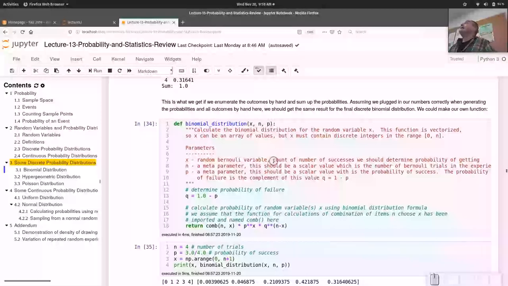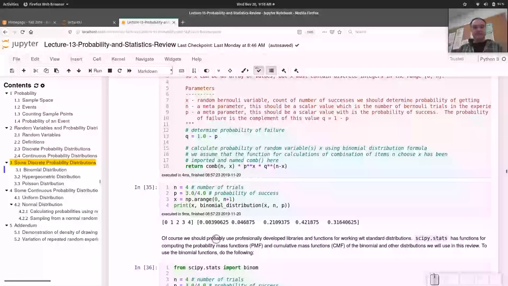But X can be a vector. So this is a vectorized function in the sense that if I want to calculate all of the probabilities for getting 0, 1, 2, 3, or 4 successes, I can pass in a vector for X instead of just a scalar value and get them all at once. And we show that exactly here.